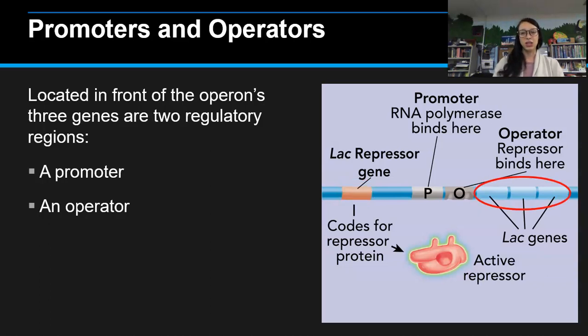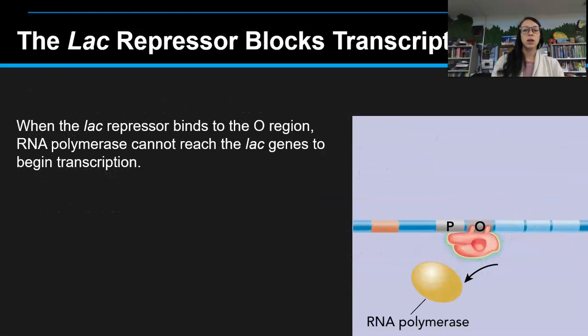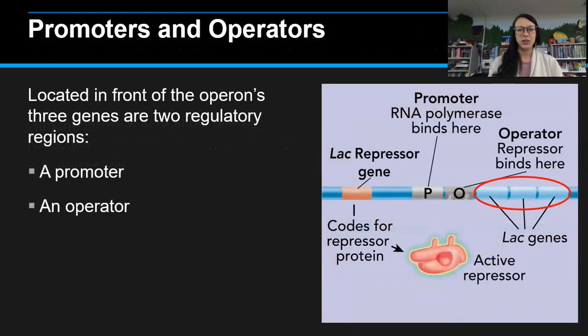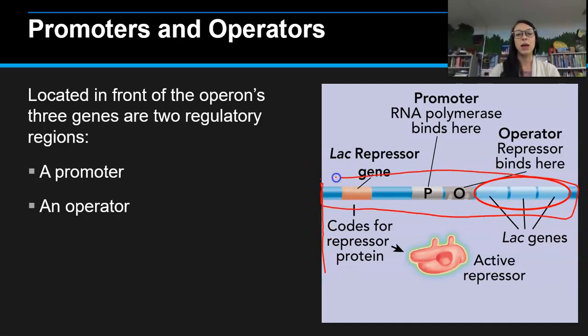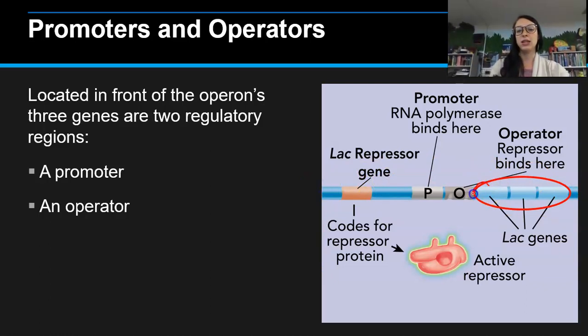These are the lac genes, upstream of the operator, the promoter, and the repressor. So I'm going to break this down a little bit more. If this is our stretch of DNA, these are the genes that code for lactase, let's just say, the enzyme that's going to break down lactose.